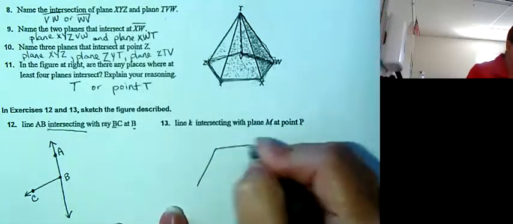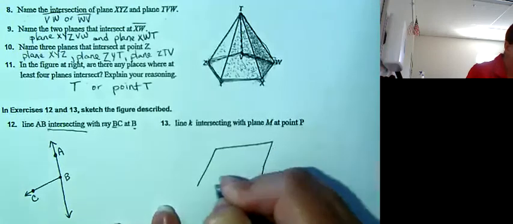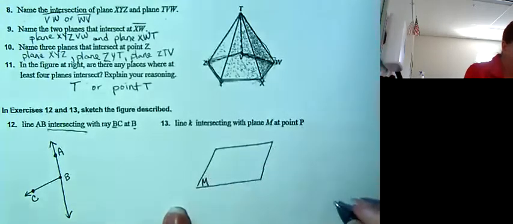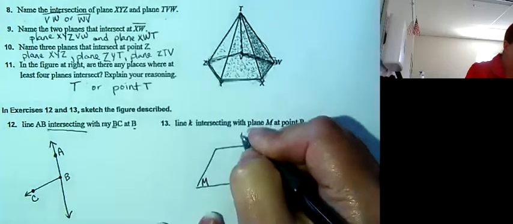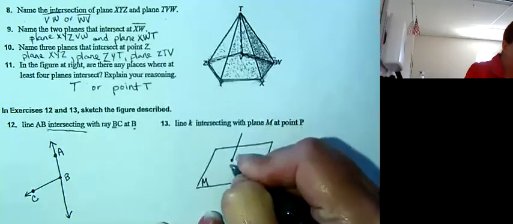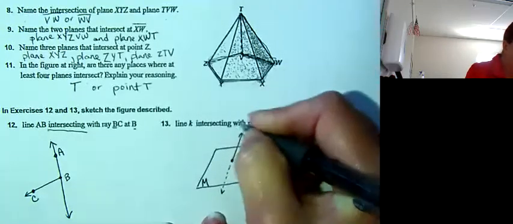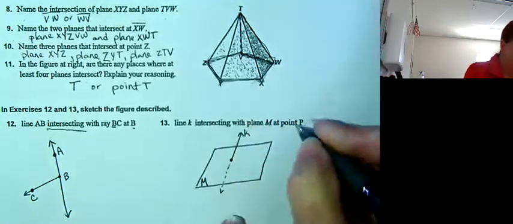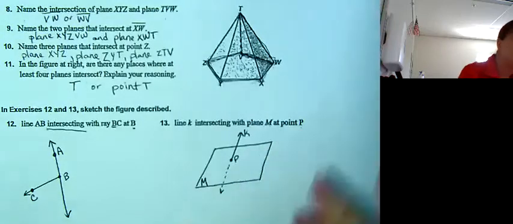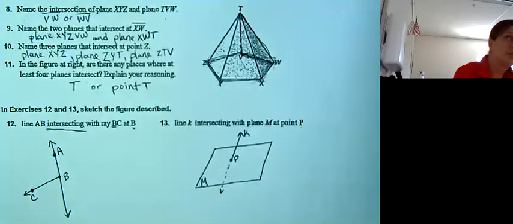So if we draw a plane, and we know this is plane M, it has to intersect with a line at a particular point. So that line's kind of going to go through the paper. And this is line K, and they intersect at point E. So you would have a picture or sketch very similar to this, and that was what you're trying to find.